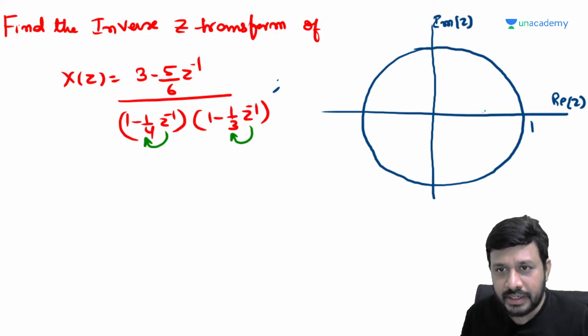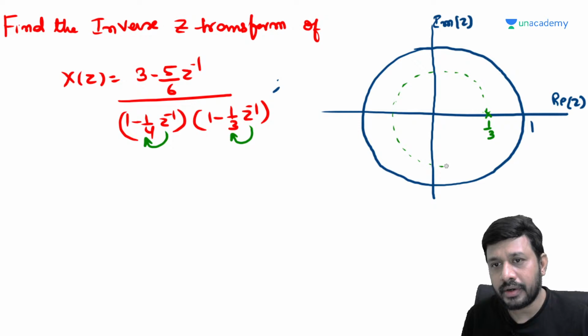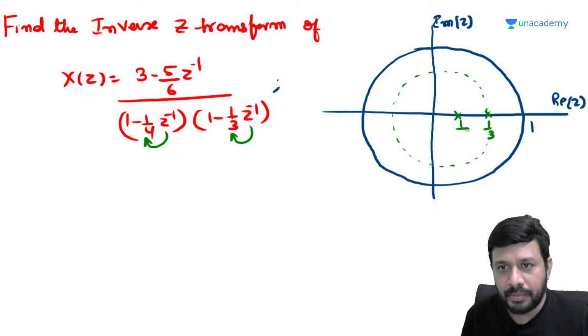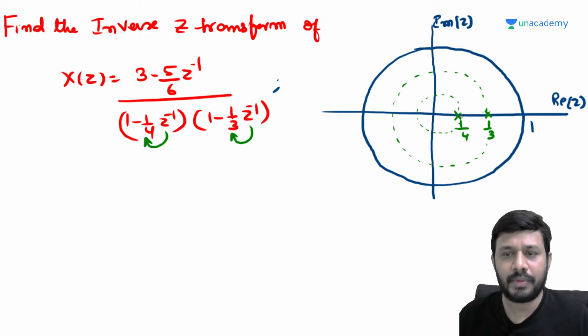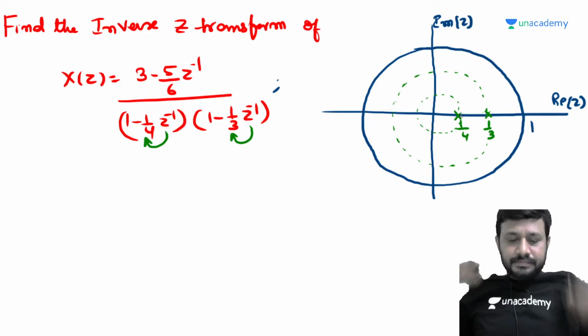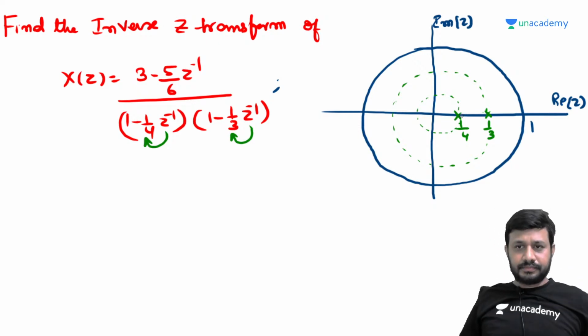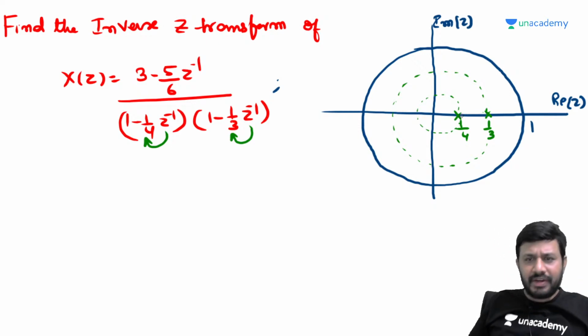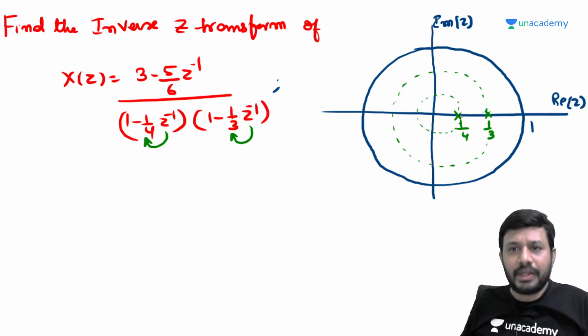1 by 3 is 0.333. Along the pole draw a dotted circle, and the other pole is located at 1 by 4, which means 0.25, no? Draw a dotted circle. Now can you tell me, from this pole-zero plot, how many ROCs I can have? Suppose you are given a pole-zero plot like this and they ask you how many ROCs you can have.